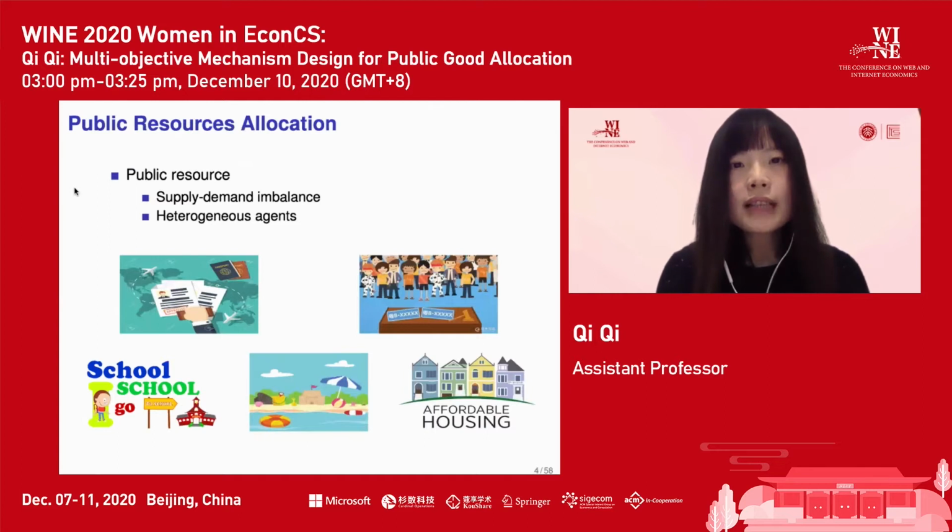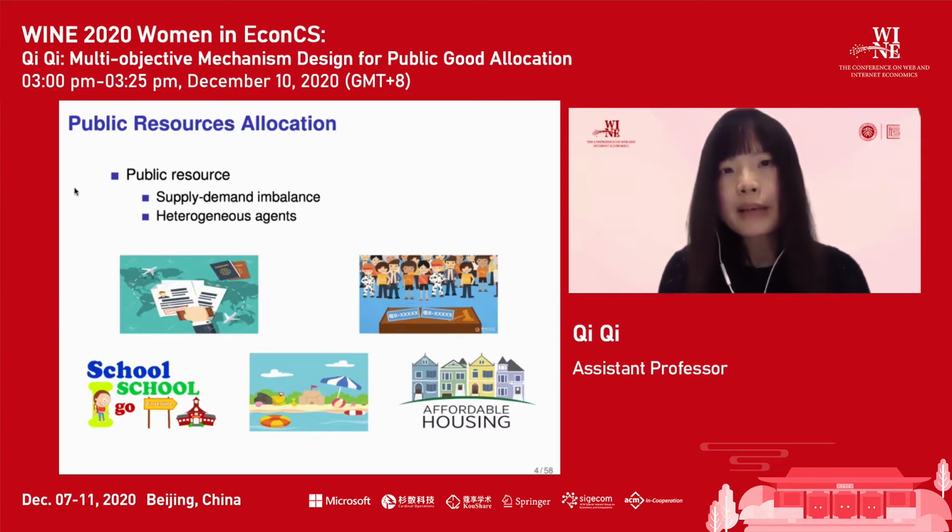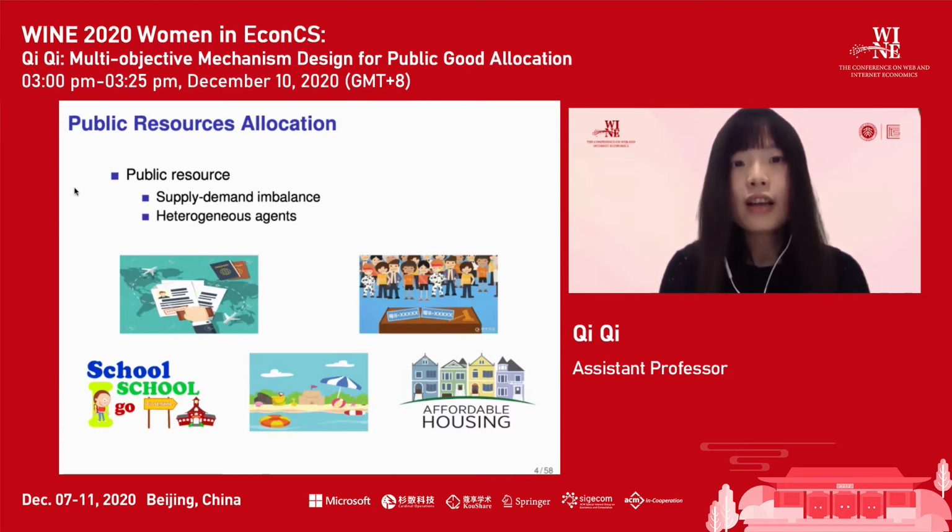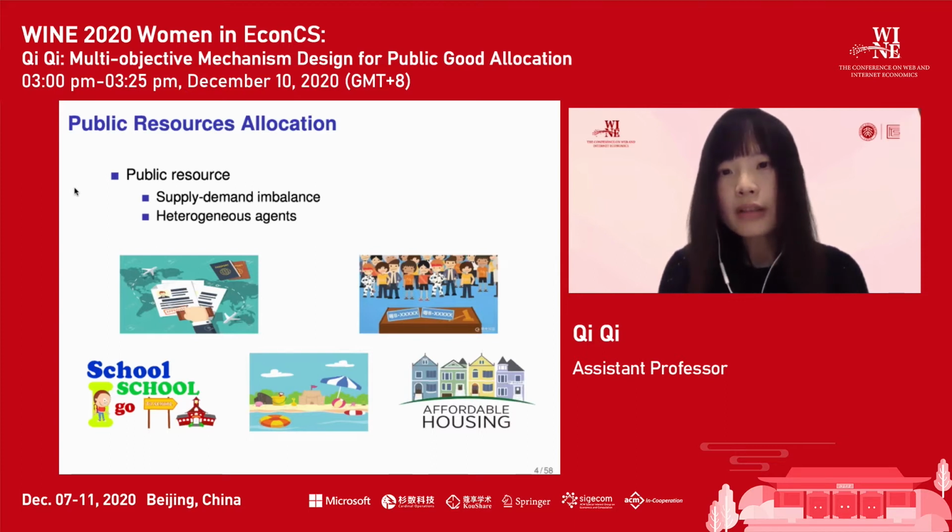Public resource allocation is usually a little different from traditional good allocation. It usually has a supply-demand imbalance, and lots of agents participate in the allocation. The agents are usually heterogeneous. It has a lot of applications, like what you may be familiar with: the H-1B visa, school allocation, housing allocation, public beach assignment, or even vehicle license allocation. They all belong to public resource allocation.